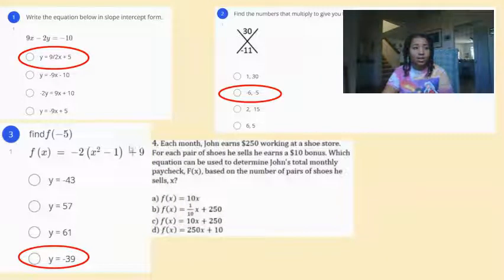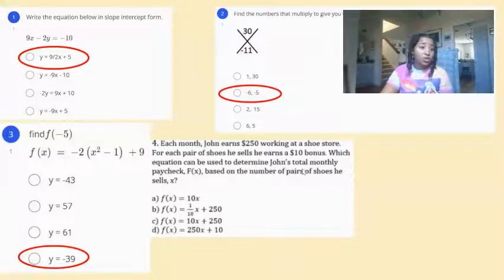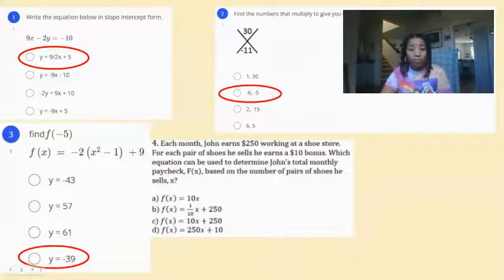All right, and this is a new one. Each month, John earns $250 working at a shoe store. Way to go, John. For each pair of shoes he sells, he earns a $10 bonus. Which equation can be used to determine John's total monthly paycheck, f of x? Remember, f of x is just a fancy way of saying y, based on the number of pairs of shoes he sells. This is all review because we did this last year. He earns $250 working at the shoe store each month.